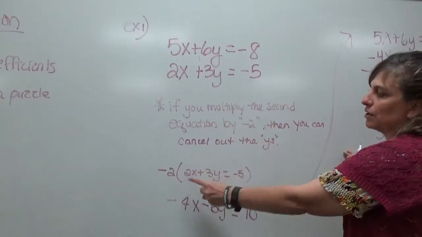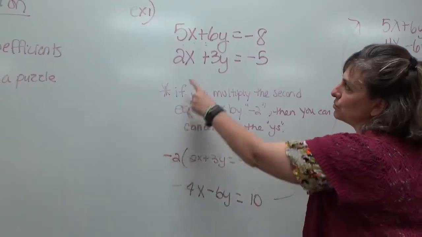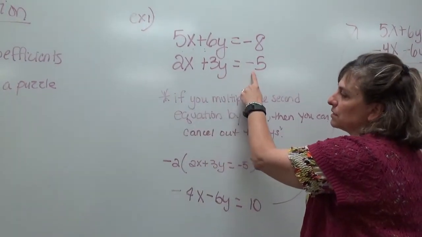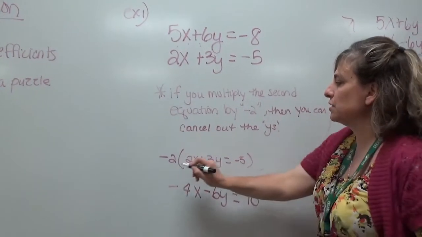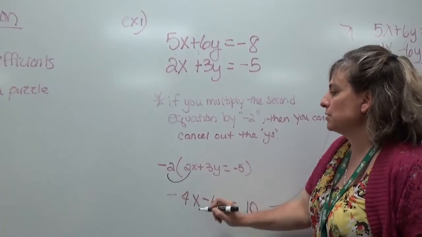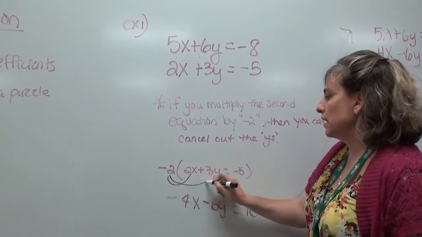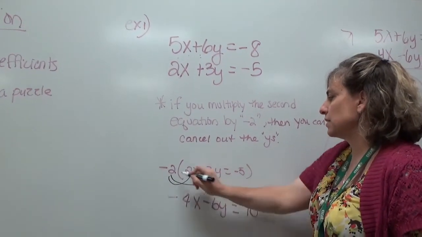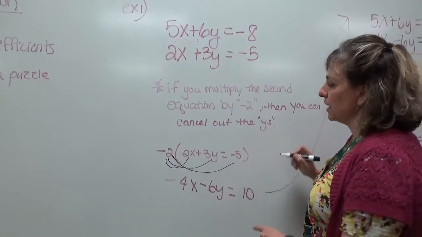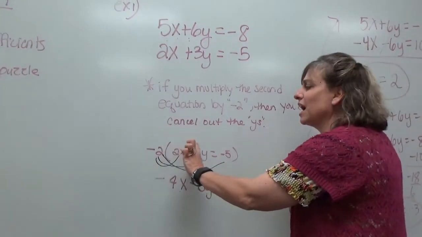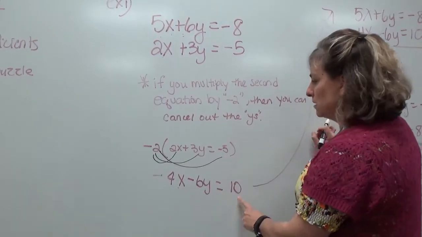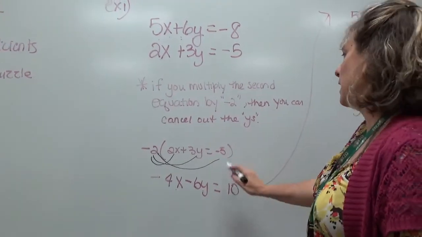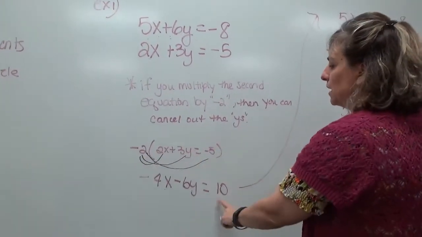If you look down here, I already did it. Multiply negative 2 times 2x plus 3y equals negative 5. You multiply it and distribute it. You always have to distribute. Negative 2 times 2x is negative 4x. Negative 2 times 3y is negative 6y. And negative 2 times negative 5, yes, you have to do the entire equation even on the equal sign. And I should have gotten, I got positive 10 because there are two negatives.